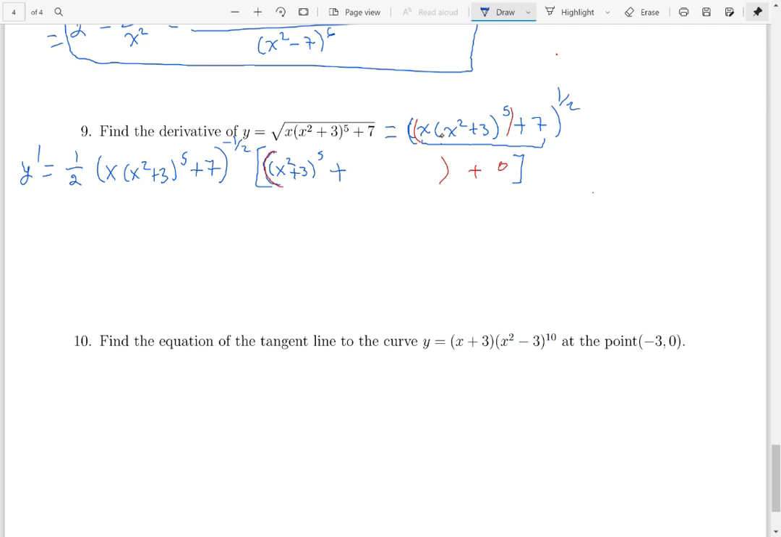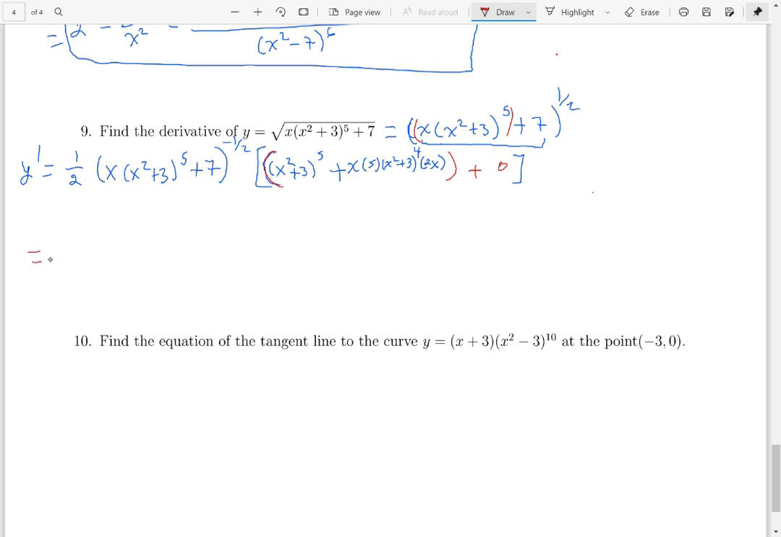Now I'm trying to do the chain rule. Before I do the chain rule, the first function is unchanged. Then the derivative of the outer function, well, that's going to be 5 times the inner function unchanged, which is x squared plus 3 raised to the 4th power. Then I've got to take the derivative of the inner function, which is just 2x. The derivative of 3 is 0. And so that is my chain rule inside of my product rule inside of my chain rule.